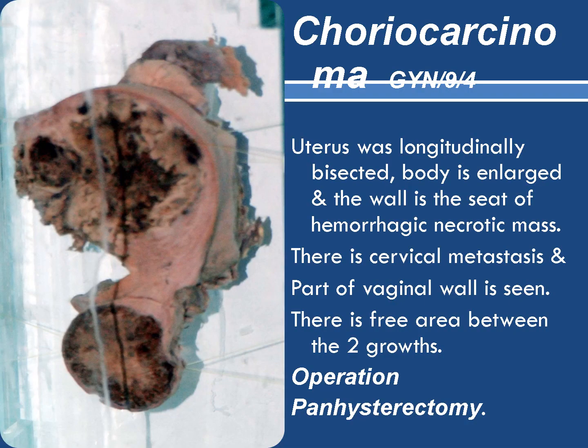This is another case of choriocarcinoma. The uterus is removed by panhysterectomy. Uterus is enlarged and longitudinally bisected. The uterine wall is the seat of a hemorrhagic necrotic mass. The cervix is also a seat of another metastatic necrotic mass. There is free area between the two masses. This is a full screen picture of the previous jar.